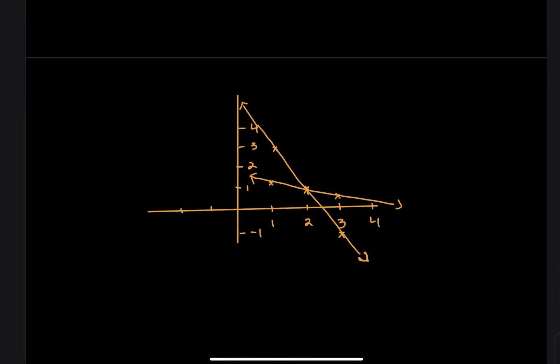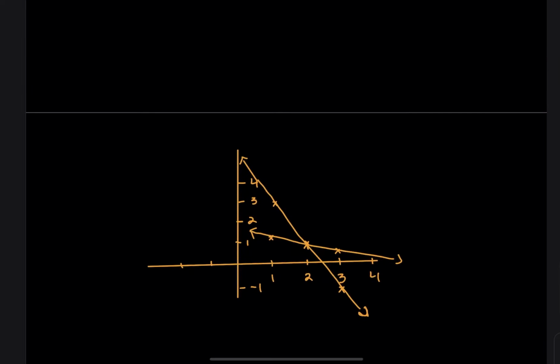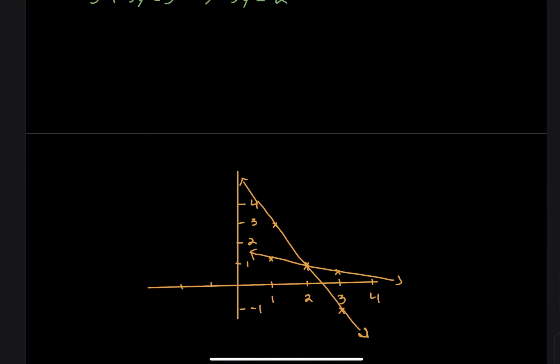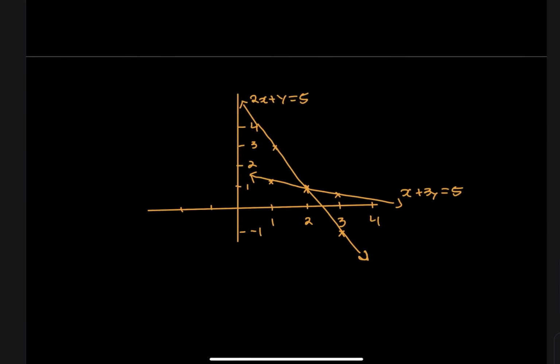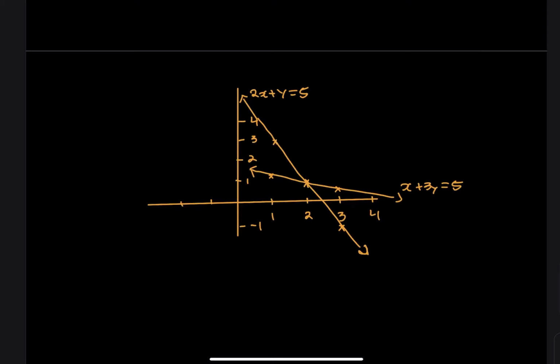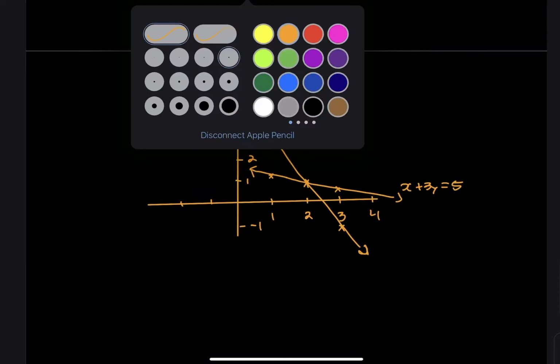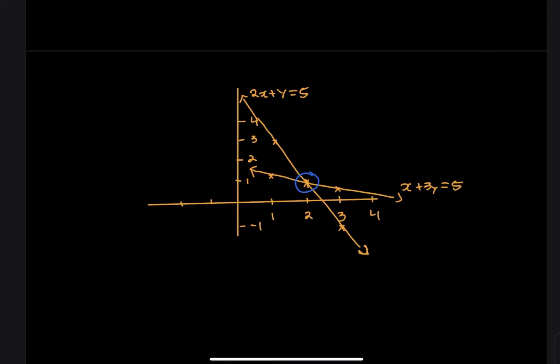Now if you look at this carefully, this is an equation of 2x plus y is equal to 5, and this is x plus 3y is equal to 5, yes, it's 5. Now you can see that these lines intersect at this point, right? And if you look at the coordinates of this point, it is 2 comma 1. So that is a solution that satisfies both of these equations.